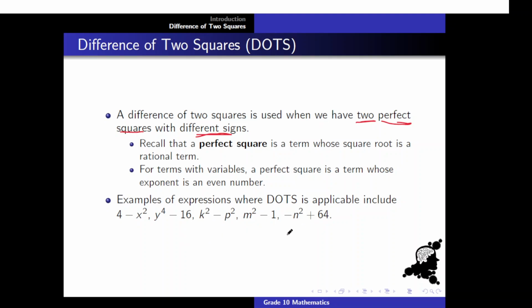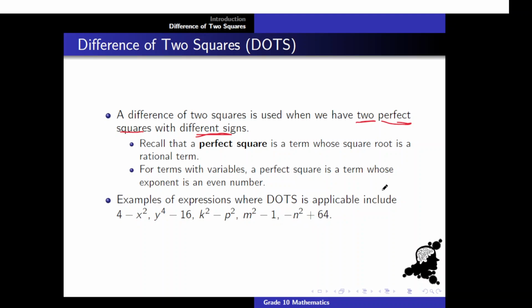And you can see the pattern in the next two expressions also. m squared minus 1. m squared is a perfect square. 1 is a perfect square. There's a minus sign in between, or they've got different signs, so that's a difference of two squares. Negative n squared plus 64. So n squared is a perfect square. 64 is a perfect square. They've got different signs, so there we have it.